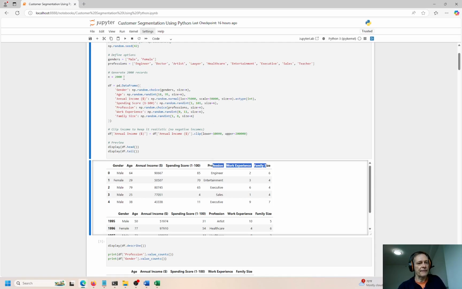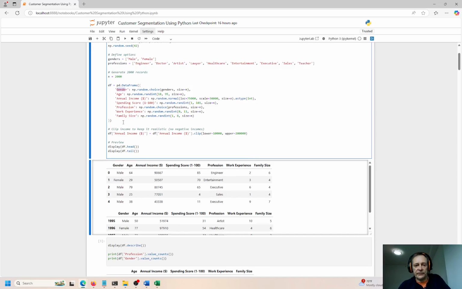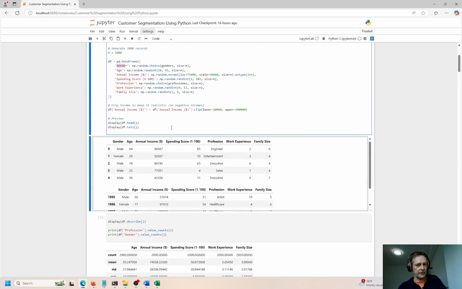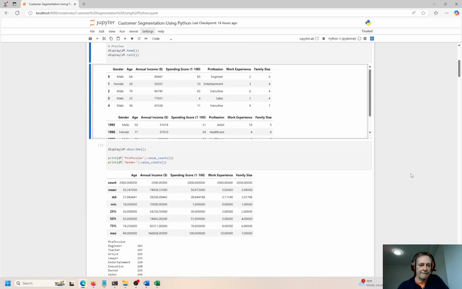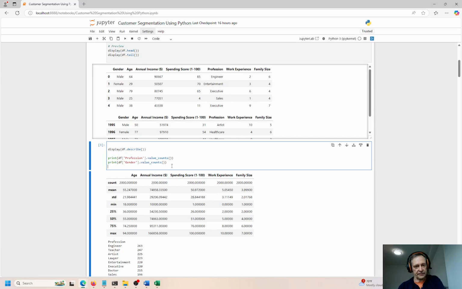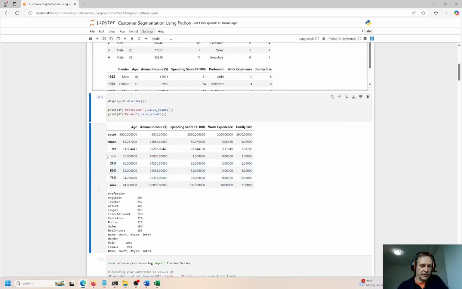So I just ended up creating 2,000 records using Python's random number generator over here. That helps out a lot, right? So we have gender, age, annual income, spending score, work experience, family size, and so on and so forth. When I run this, you can see it creates the data for us dynamically. Very nice. I like that. Then we can get some basic statistics on the data just to understand what some of the mins, maxes are. We get standard deviation, top 25%, top 75%.